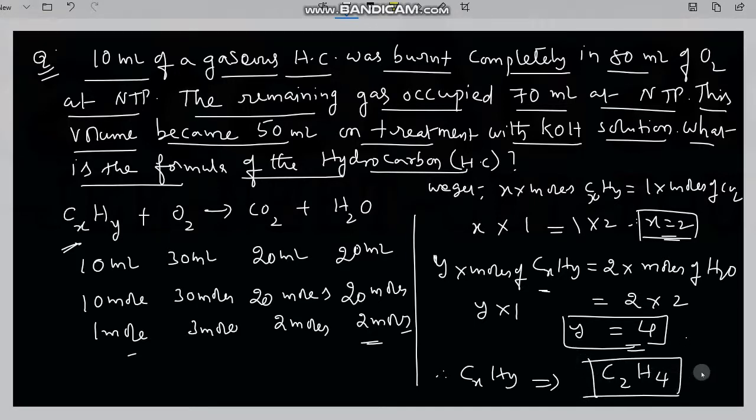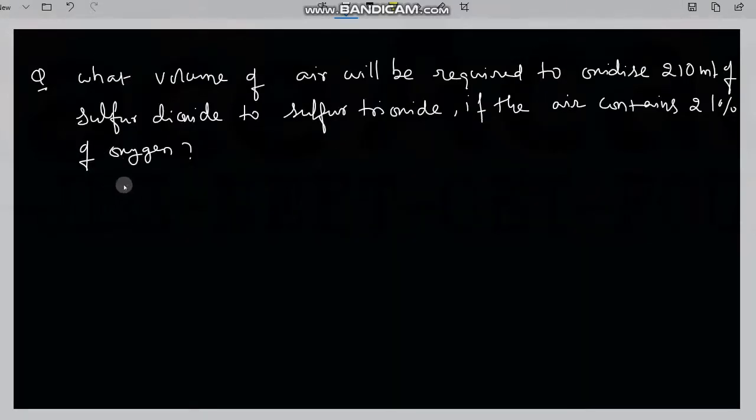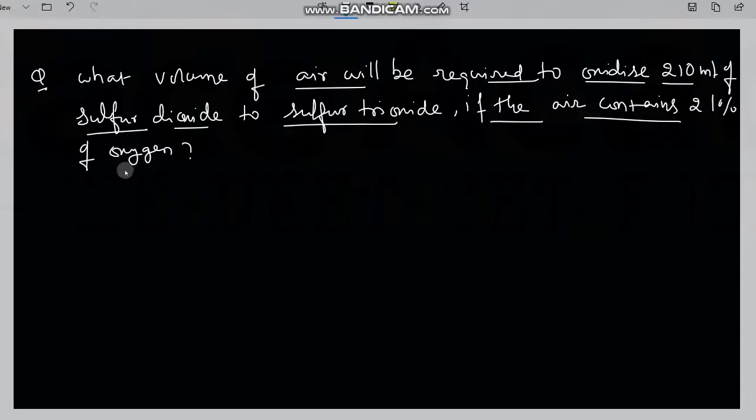This is the hydrocarbon and the problem. This problem: what volume of air will be required to oxidize 210 ml of sulfur dioxide to sulfur trioxide if air contains 21% of oxygen?